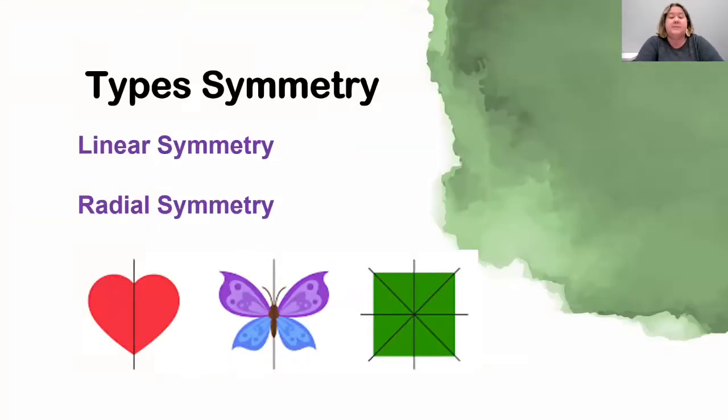There are two different types of symmetry. Linear symmetry is artwork that is the same on both sides of a central line, such as the butterfly and the heart below. The second type of symmetry is radial symmetry. Radial symmetry is artwork that has more than one line of symmetry. The square is an example of radial symmetry. You could fold it in half, you could fold it diagonally. It would still be the same on both sides of the line. So multiple lines of symmetry.